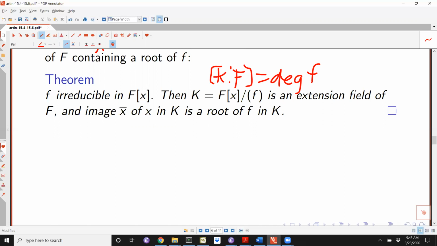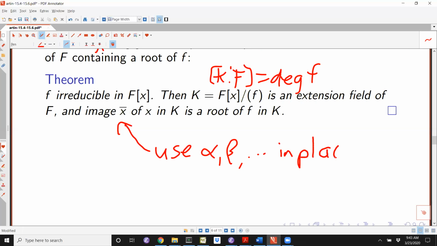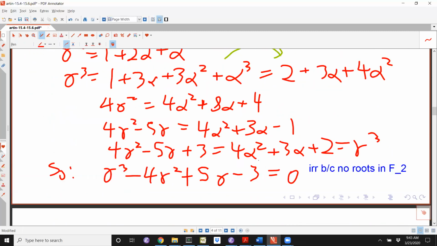We've done this a couple of times. I think we actually just did this, and so we'll often just notationally use alpha or beta and so on in place of x bar.